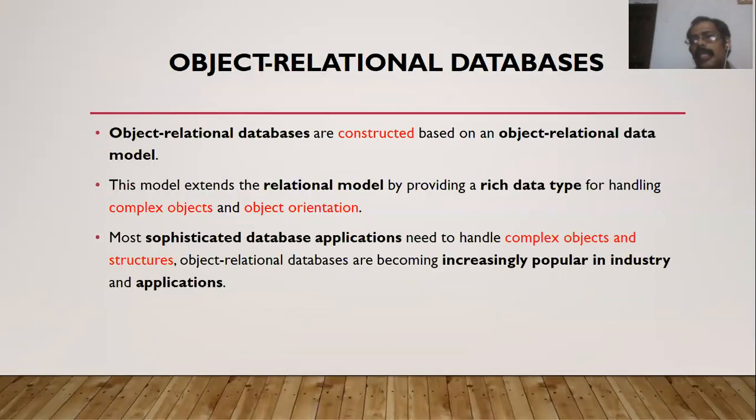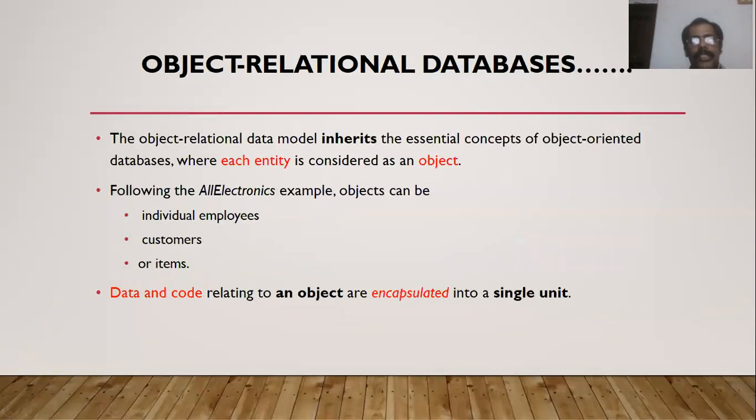Object relational databases are constructed on the object relational data model. It has a rich data type system for handling complex objects and object orientation. What is the importance of object relational databases? The majority of database applications need to handle complex objects and structures. So object relational databases are becoming increasingly popular in industry and applications.